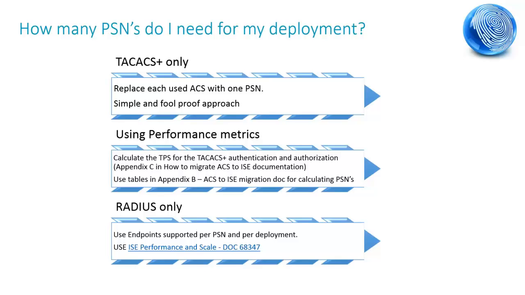There are also tables in Appendix B that will provide details on how to calculate the PSN based on the transactions per second in Appendix C, right? So you have to use both the tables, first Appendix C and then Appendix B. I'll give you an example in a bit. And if it is RADIUS only, then you have to use endpoints per PSN per deployment.